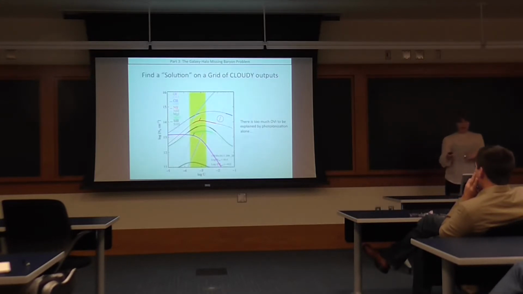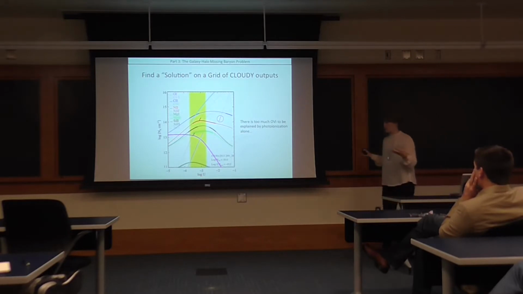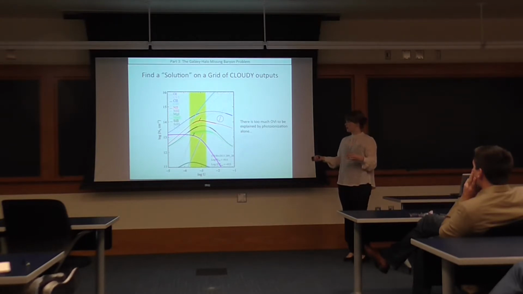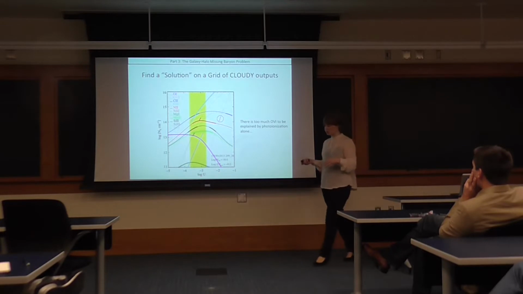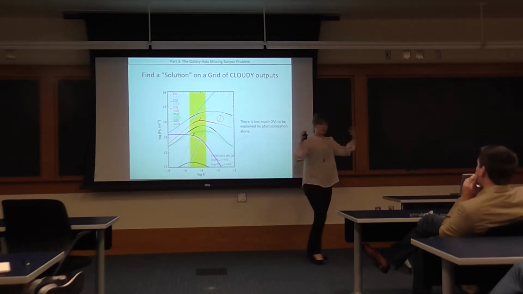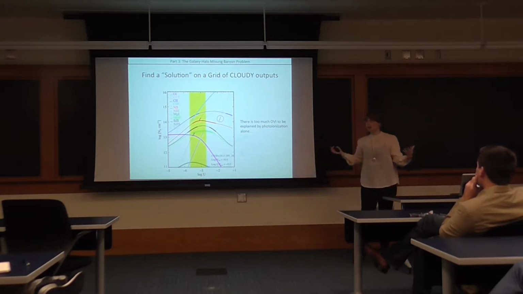So what you do is you take this grid of outputs from your Cloudy models that give you a solution for the gas, and you compare that with what you actually observe to get this ionization parameter. The ionization parameter is just the flux of ionizing photons divided by your gas density times the speed of light. It's this dimensionless parameter, but it's basically going to tell you what fraction of the gas is ionized.